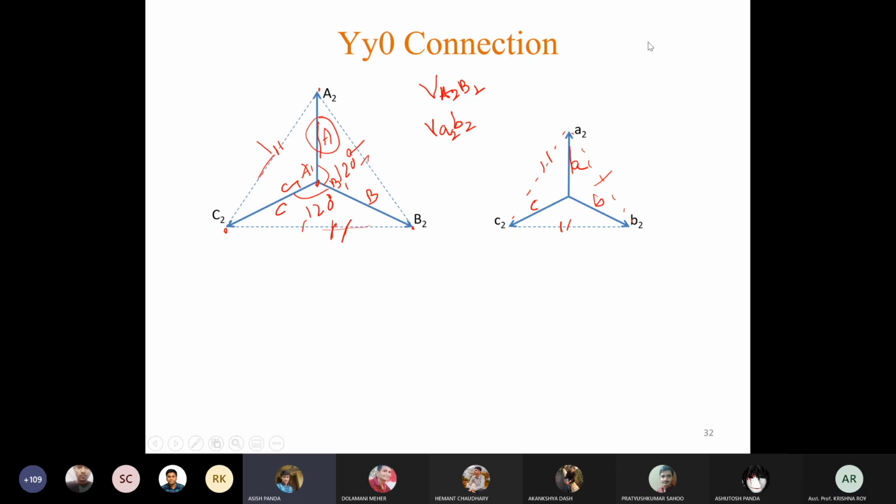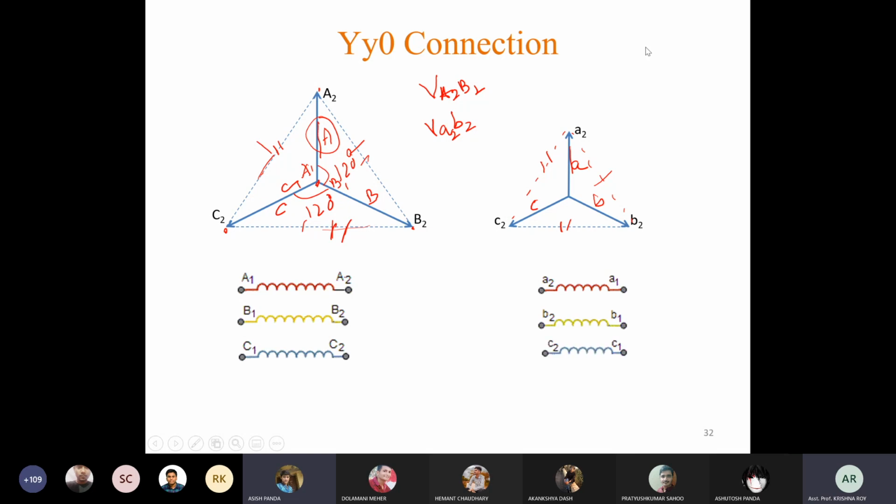So you will have 6 coils for 3 phases. These are given 6 coils, capital A1, capital A2, A phase of high voltage side, this is B phase of high voltage side, this is C phase of high voltage side, and these are the 3 phase windings for low voltage side. So this winding and this winding are placed on one leg, this winding and this winding are placed on another leg, and this winding and this winding are placed on the third leg.